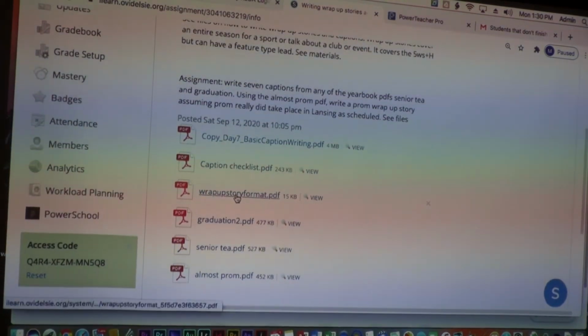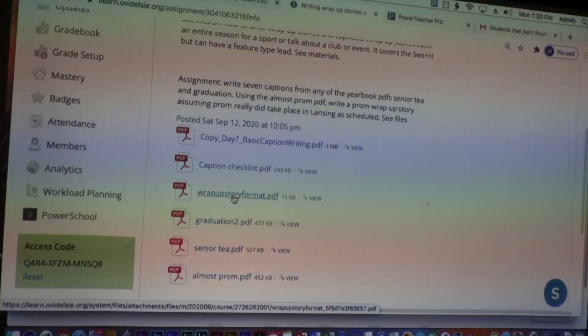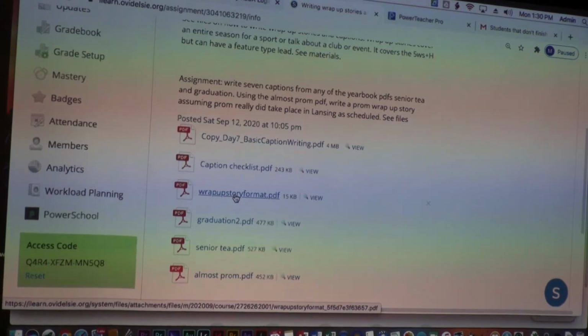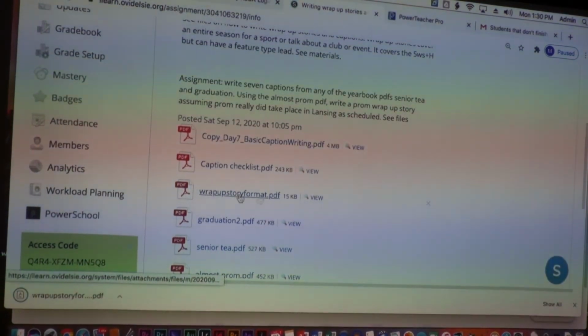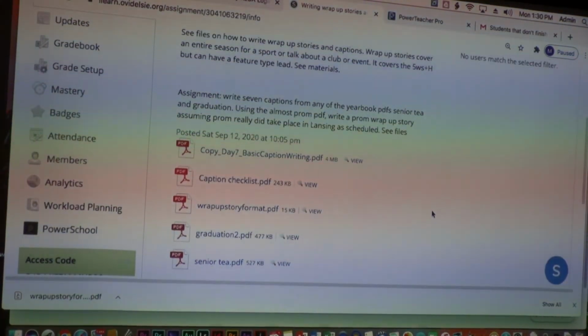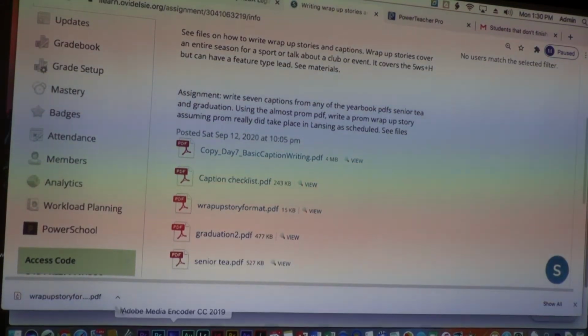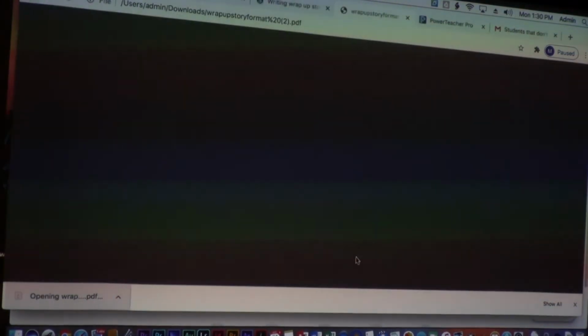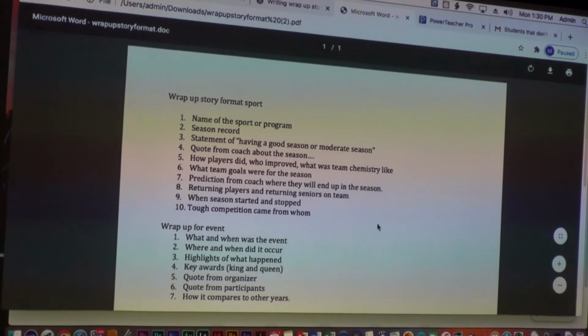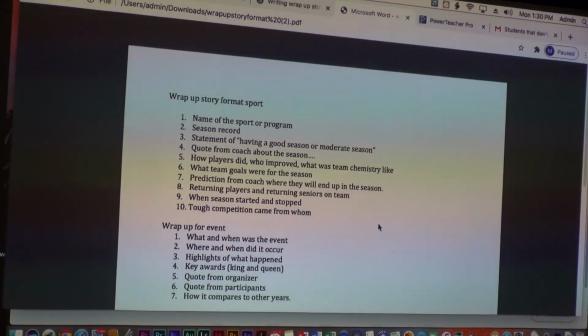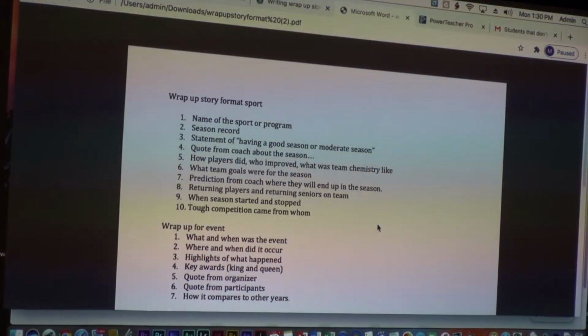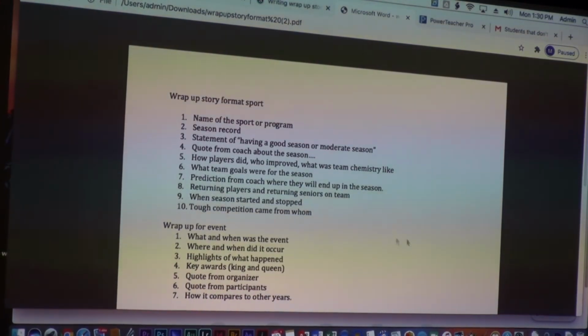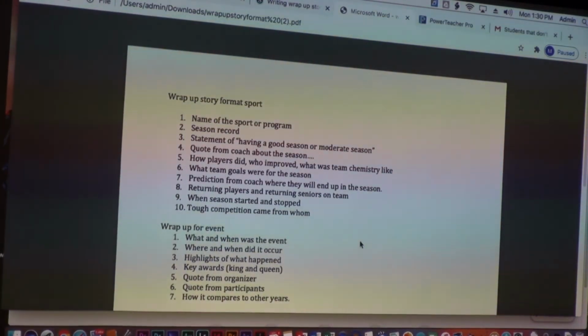Let's go on to wrap-up stories. So a wrap-up story is a type of feature. What I have devised is the questions you need to answer. So these are the questions you need to answer when you write a wrap-up story. So this is very handy to keep.